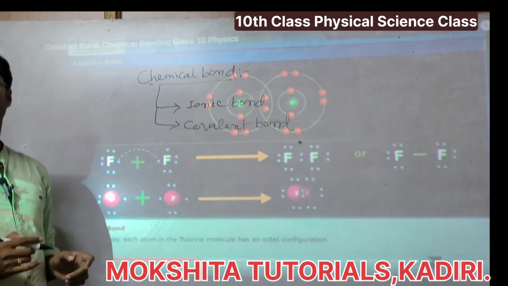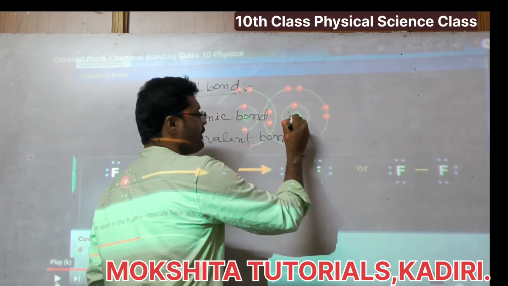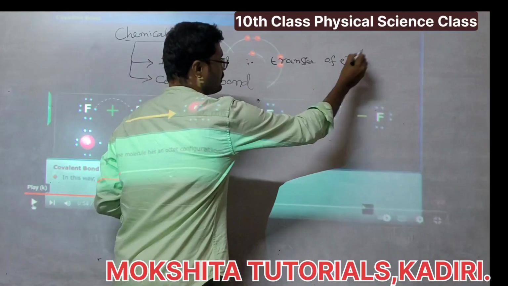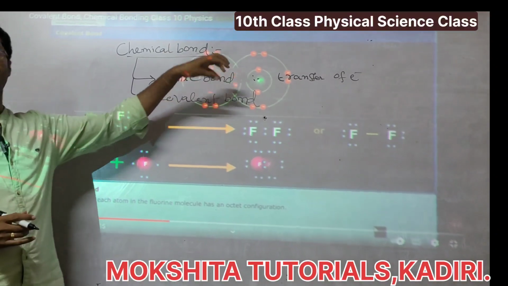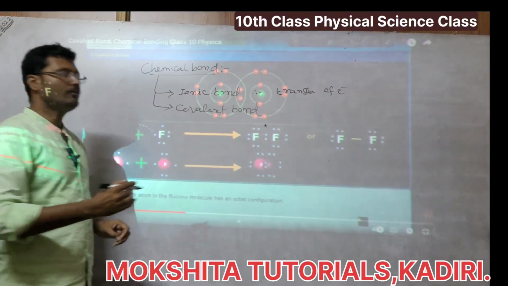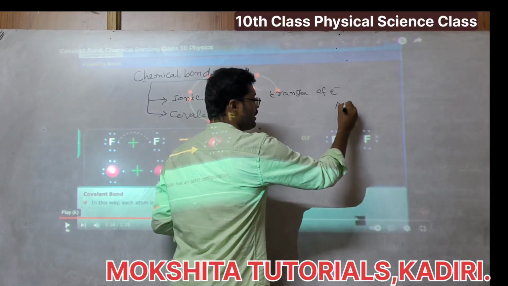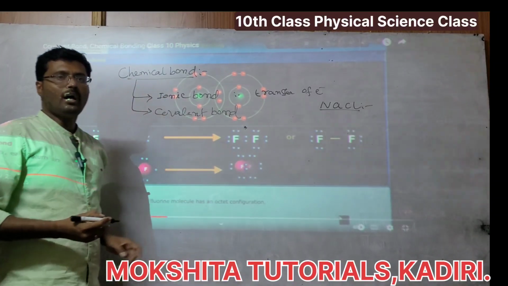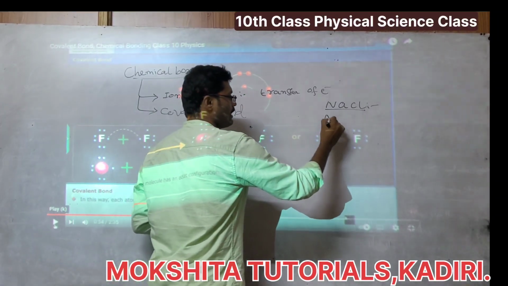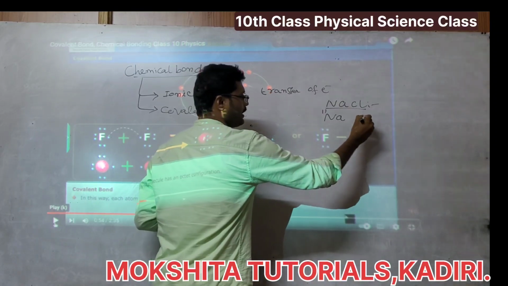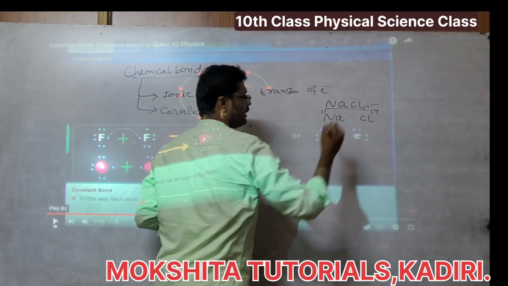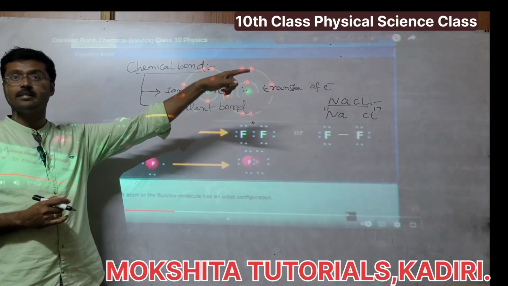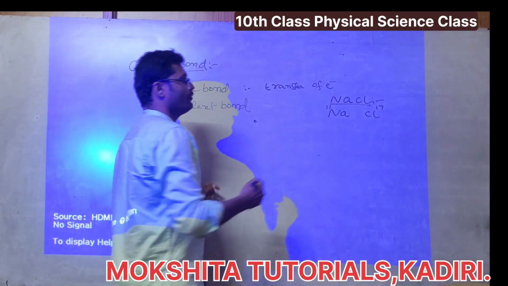Ionic bond is formed by the transfer of electrons. For example, if you take sodium chloride, we already know that the atomic number of sodium is 11 and the atomic number of chlorine is 17. We already discussed that.